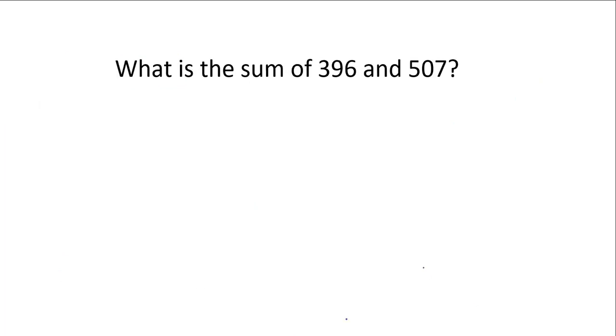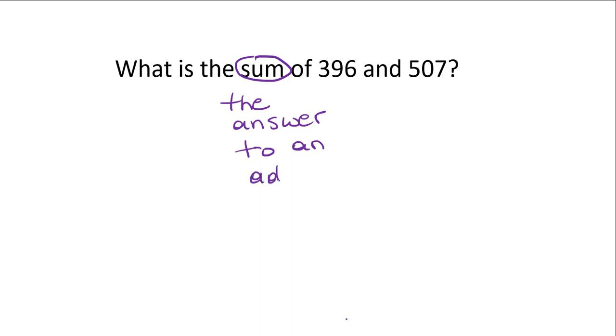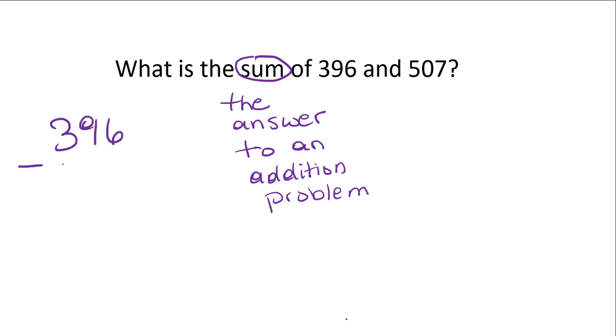Great job. Last question. What is the sum of 396 and 507? Remember, the sum is the answer you get when you add numbers. So the answer to an addition problem. Okay, so what we have to do is add, and it doesn't matter what number I place at the top or bottom because it's just an addition, so we can place the smaller number at the top and it's still okay. So 396 plus 507.